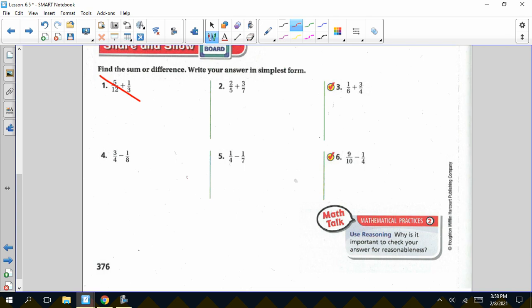We're going to skip questions 1, 2, and 3 today. We will come back to those tomorrow. So let's look at example problem number 4 here. We have 3/4 minus 1/8.